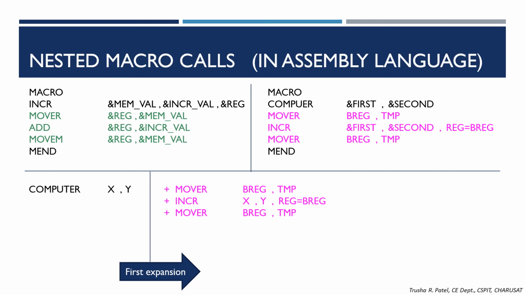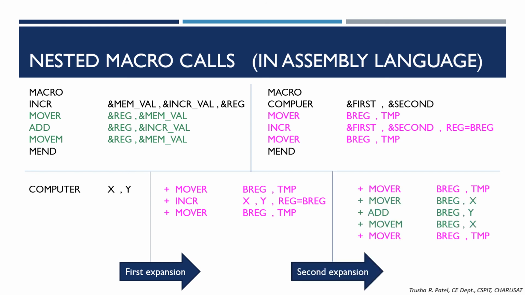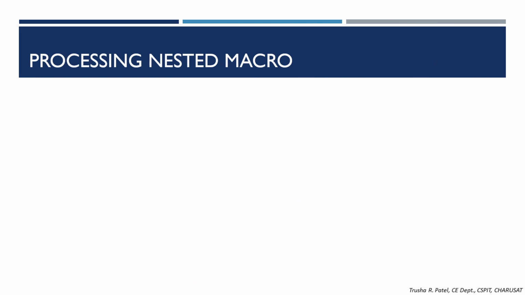Now inside that we have a call of INCR. So because of that, the next expansion will take place and INCR will be replaced with the body of the INCR macro. Now, processing the nested macro, there are two possibilities.